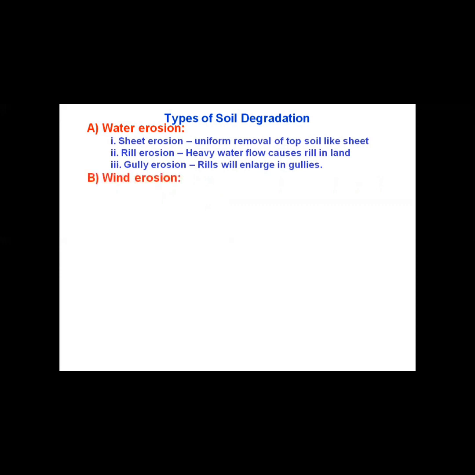Then another one is wind erosion. Here also there are three types: sheet erosion, rill erosion, as well as loss of the topsoil. In sheet erosion, uniform removal of the topsoil like a sheet is carried out. In rill erosion, when there is heavy wind flow, it causes rills in the land, or there may be loss of the topsoil. The largest area under wind erosion occurs in Rajasthan, followed by Madhya Pradesh.